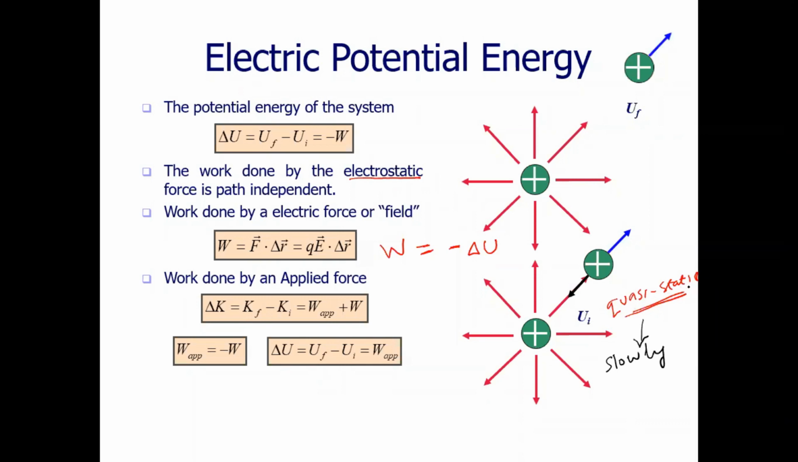Static means it's not moving. So quasi-statically means that this charge is moving very, very slowly in such a way that it can be considered to be always in equilibrium. What does that mean? In equilibrium, the force acting in one direction must be almost equal to the force acting in the other direction. Now, this force in black here, where is it coming from? It is coming from an external agent. This force in blue is coming from the electric field. So this force in black is what we are calling the applied force.